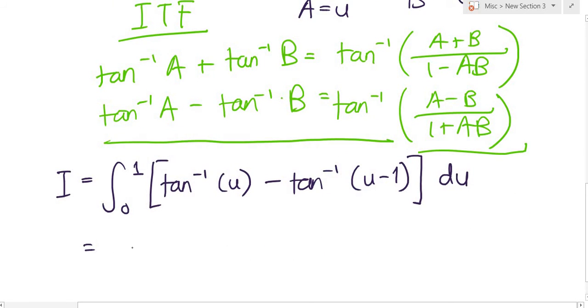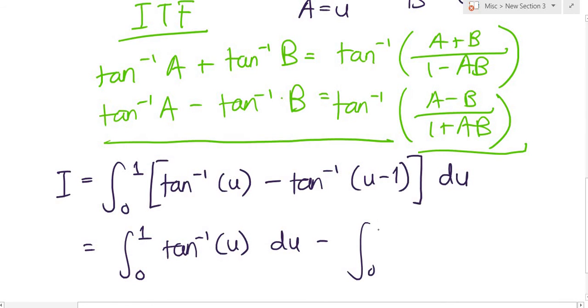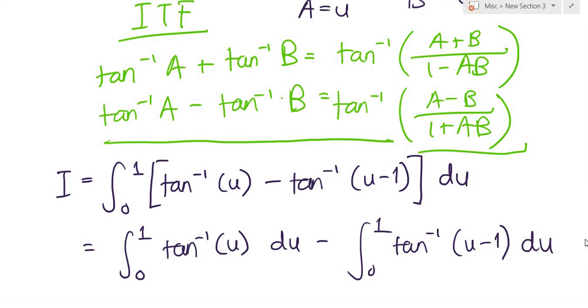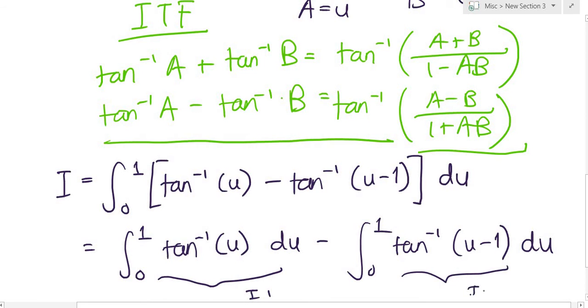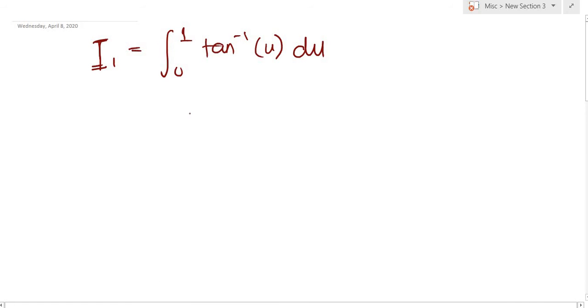Well, we can split them into two integrals by the linearity property. We have the integral of the inverse tangent of u du minus the integral from 0 to 1 of the inverse tangent of u minus 1 du, and I'm going to be calling this I1, I'm going to be calling this I2. So this is our I1, right?